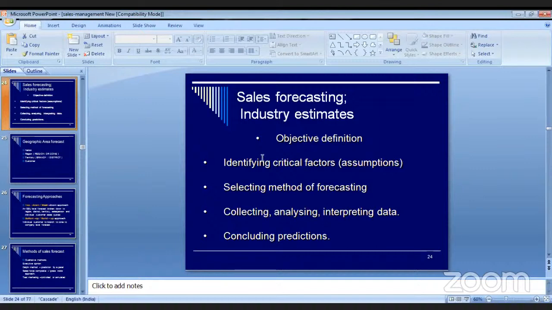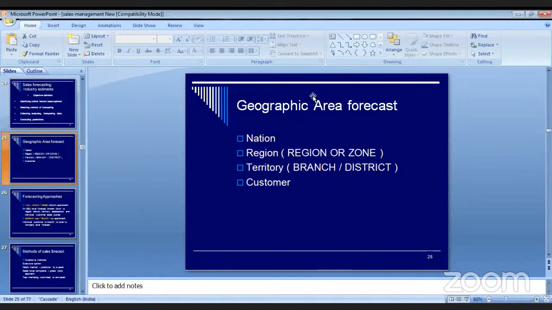This is a kind of industrial activity, or you can say industrial sales. Even in the case of FMCG the same things happen: identifying critical factors, selecting the method of forecasting, collecting, analyzing and interpreting the data, then concluding. So forecasting means you are predicting the future for the purpose of your business.